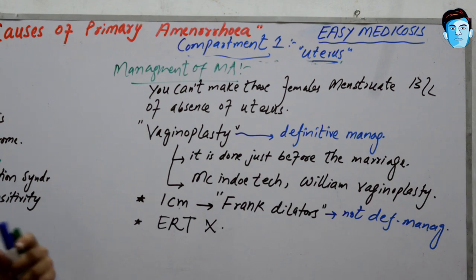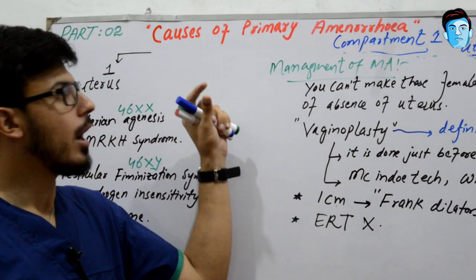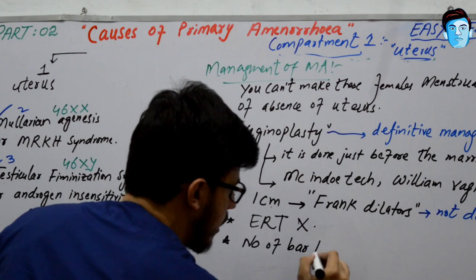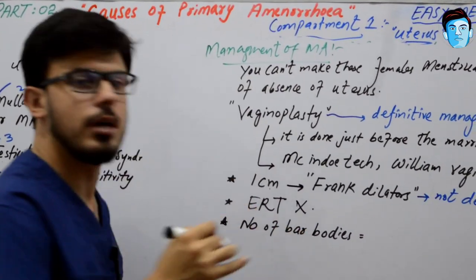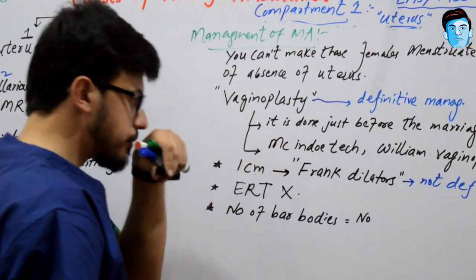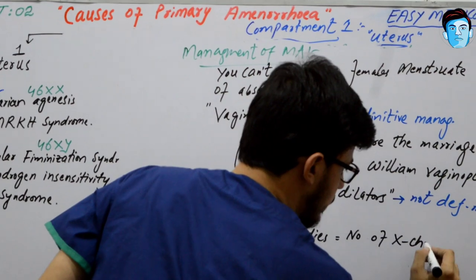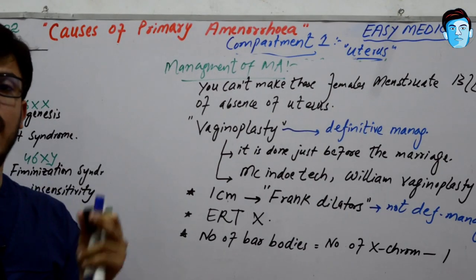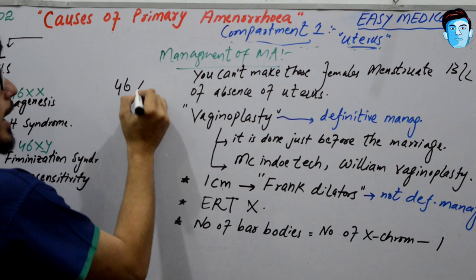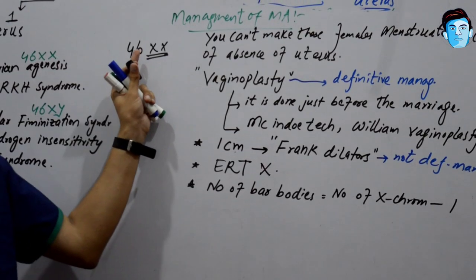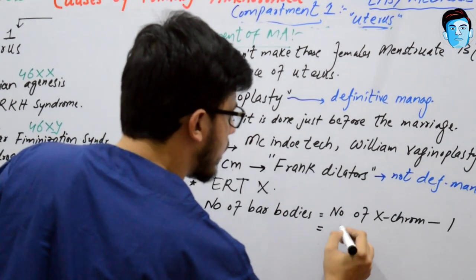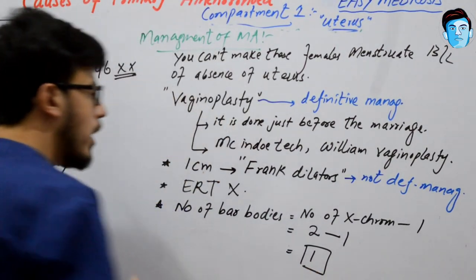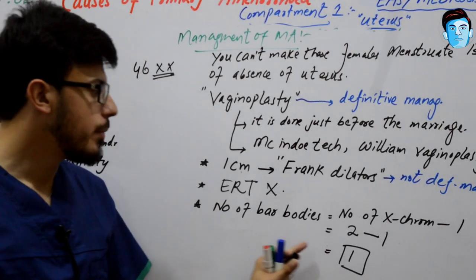Now there is another question: how would you calculate the number of Barr bodies in MRKH syndrome? The number of Barr bodies is calculated by the number of X chromosomes minus one. As you know, in Mullerian agenesis or MRKH syndrome, the genotype is 46XX. So the number of X chromosomes is 2, and 2 minus 1 gives 1. So the number of Barr bodies in MRKH syndrome is 1.